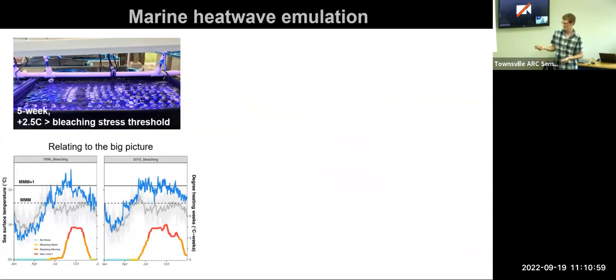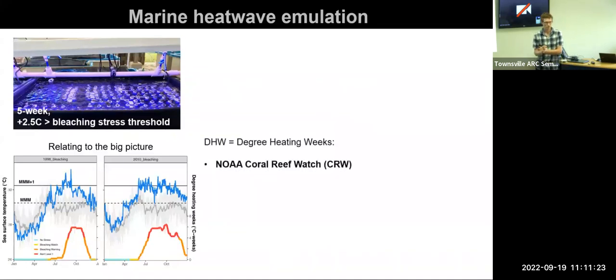Here you can see temperature profiles from Palau in 1998 and 2010. And both of these years were bleaching years in Palau. And you can see that the degree heating weeks, this colorful line at the bottom, reached just over six, seven degree heating weeks in those years. And that's based on satellite data. And when you look at the lower Coral Reef Watch forecast, that links to a bleaching alert level to expect bleaching and mortality.